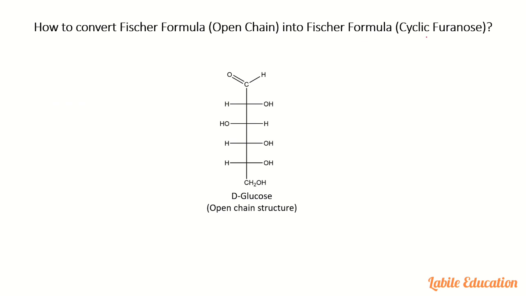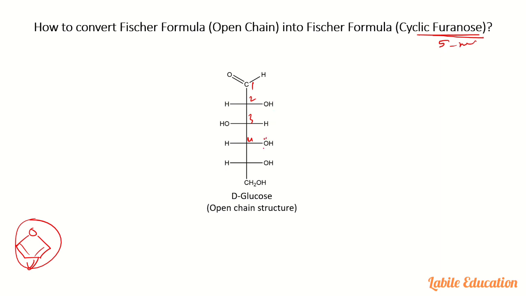Now the next thing is, suppose that this is the open chain Fischer formula and we are going to convert it into the Furanoid form, meaning a five membered ring, not four membered. This is the six membered ring we have discussed, which was the Pyranose form, and now we are discussing the five membered ring. This Furanoid structure is similar to furan, so this is our Furanoid form or Furanose.